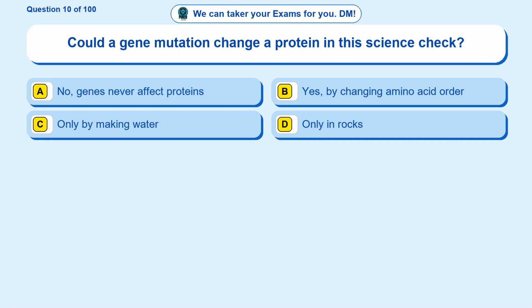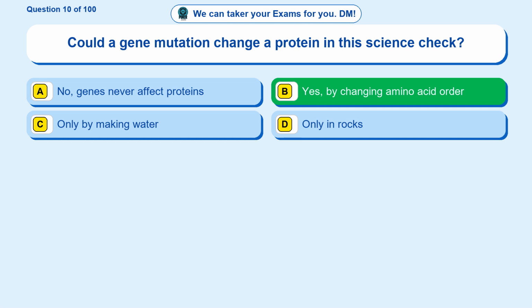Question 10. Could a gene mutation change a protein in this science check? Option A. No, genes never affect proteins. Option B. Yes, by changing amino acid order. Option C. Only by making water. Option D. Only in rocks. The correct answer is option B. Yes, by changing amino acid order.